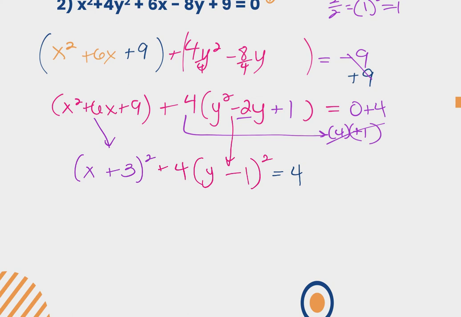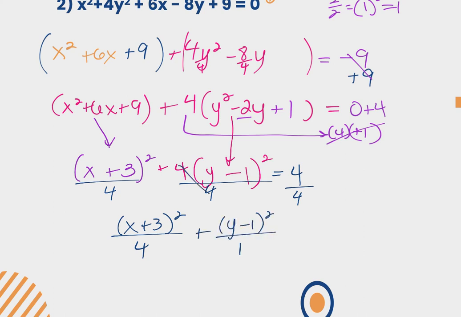With me so far? Do you see already what kind of conic this is? Good. It's an ellipse. There's two squares and there's a plus between them. What's wrong with this? It's not in standard form yet. It has to equal 1. I have to divide everything by 4. So I get x plus 3 squared over 4 plus, these cancel, y minus 1 squared over 1 equals 1. Again, you don't need the over 1. You can keep it there to remind you what that value is, but you don't need it. So if there was a minus in between the values, then it would be a hyperbola? Correct.